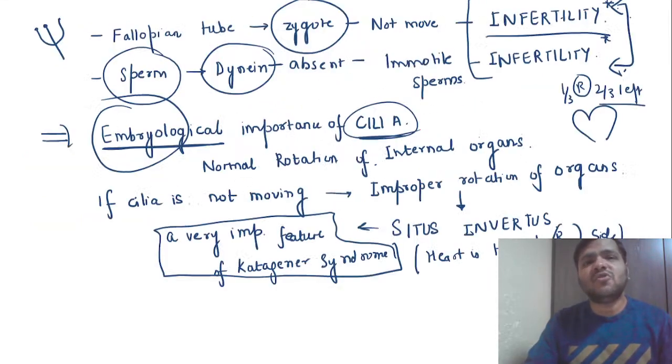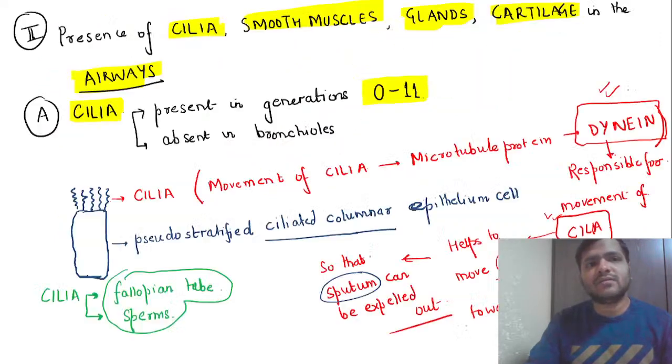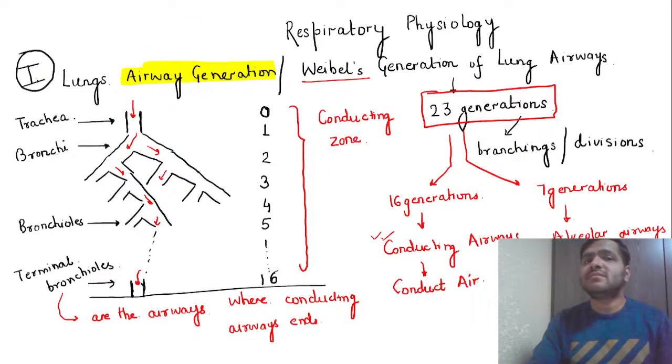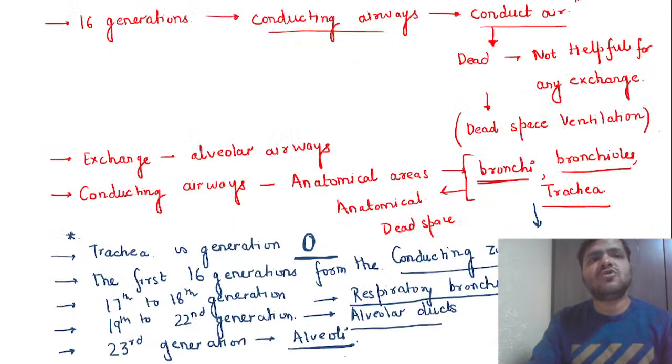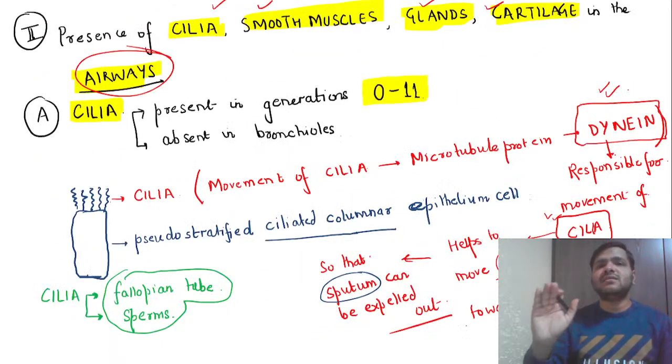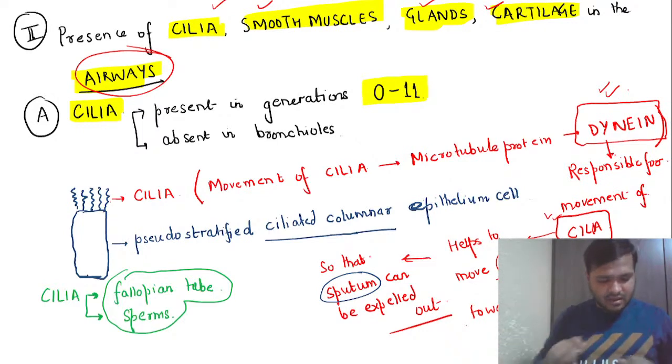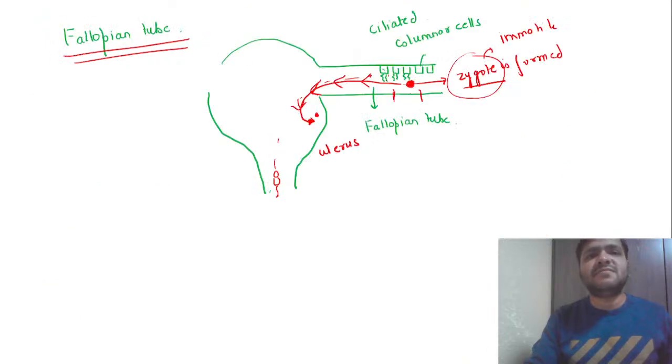So I have completed the second topic as well, the presence of cilia, smooth muscle, glands, and cartilage in the airways. We have completed two topics: the very first one, the lung airway generations, and the second, the presence of cilia, smooth muscles, glands, and cartilage in the airways. Just give me a thumbs up that these two topics are done and understood by each one of you attending the session live, so that I can start with the third topic, that is the types of cells in the lungs.